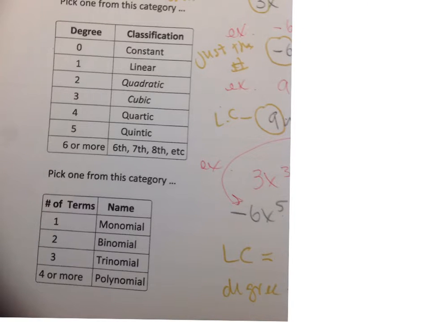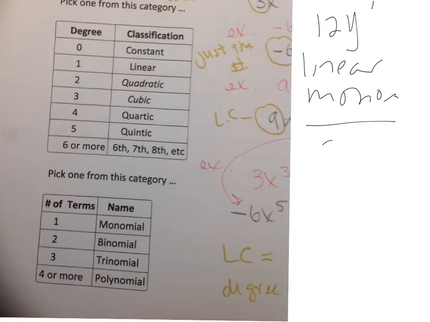Let's look at just a couple more examples. 12y. It's a monomial because it's one term, and this is an exponent of 1, so this is another linear monomial. Sorry about the handwriting. 2. 2 is just a constant. There's no degree. This is a constant monomial.